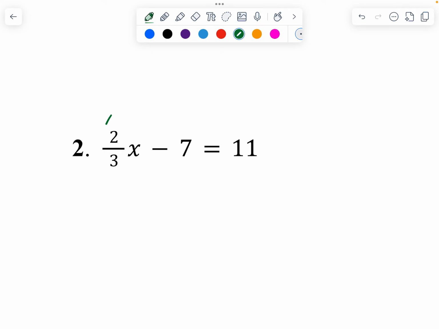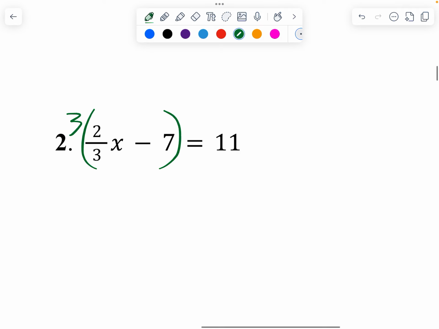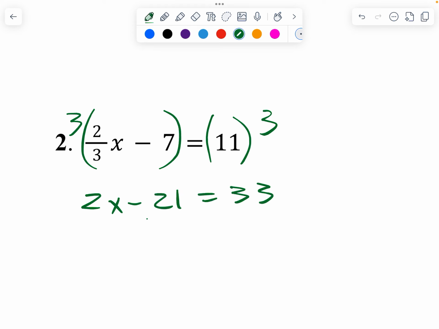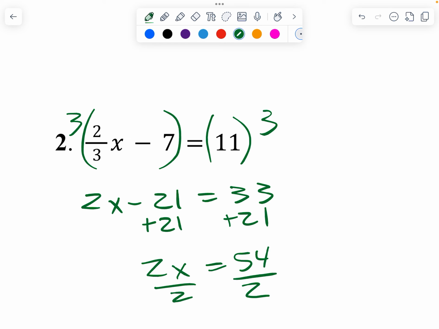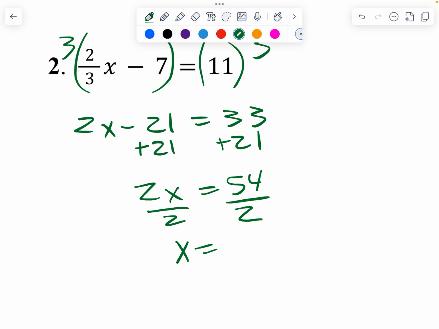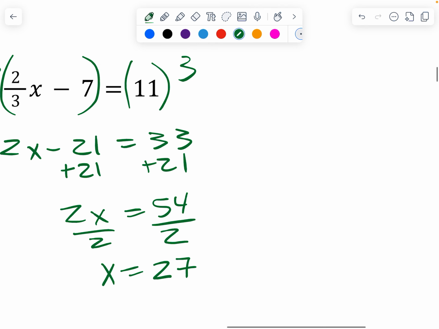Now, I'm going to do this so I get rid of the fraction first, just so that we can practice that. So I get 2x minus 21 equals 33. Add 21 to both sides. Get 2x equals 54. Divide by 2. X equals 27. Is that right? Yep, 27. Now, could I have done it the other way?